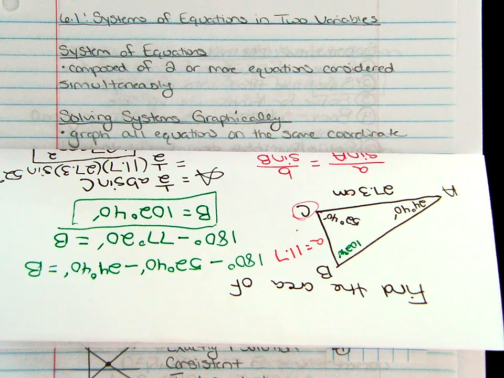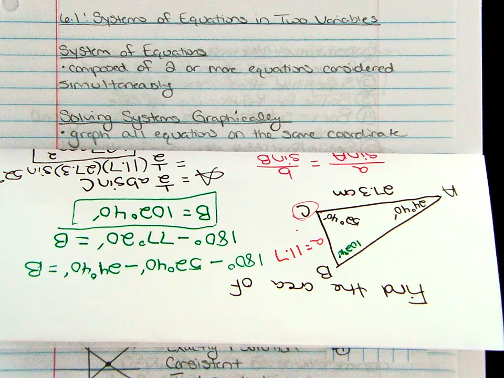So a system of equations is composed of two or more equations considered simultaneously. So instead of just thinking about one equation at a time, we're going to think about it as a whole system. So if an answer doesn't work for one of the equations, then it doesn't work for the system. Like I said, we're only going to consider two equations today. You can consider three equations at a time and three variables, or four equations, and so on and so forth.